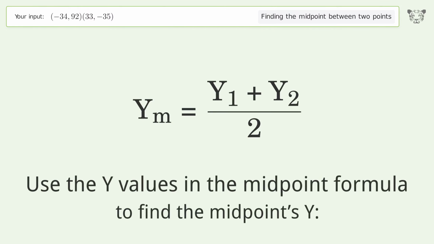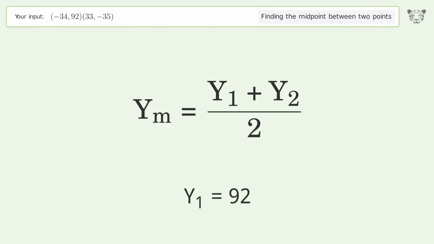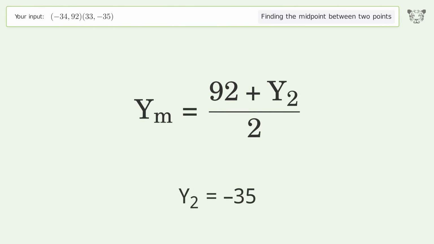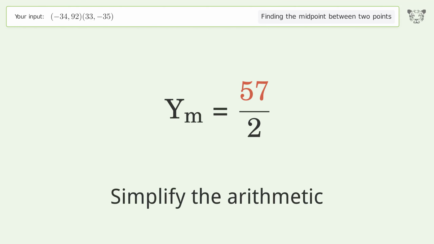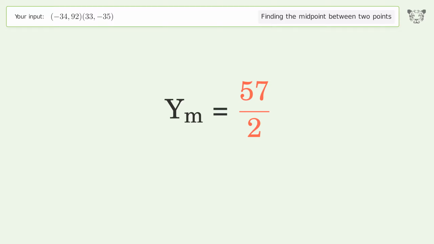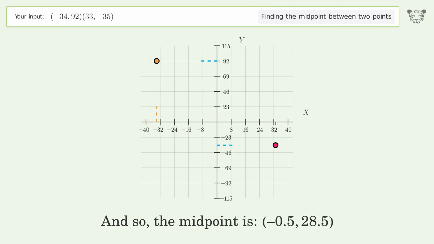Use the y values in the midpoint formula to find the midpoint's y. y1 equals 92. y2 equals negative 35. Simplify the arithmetic. And so, the midpoint is negative 0.5, 28.5.